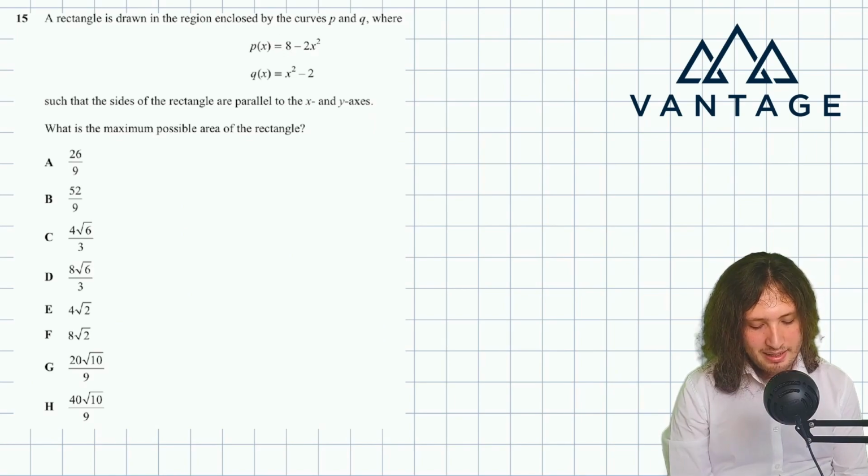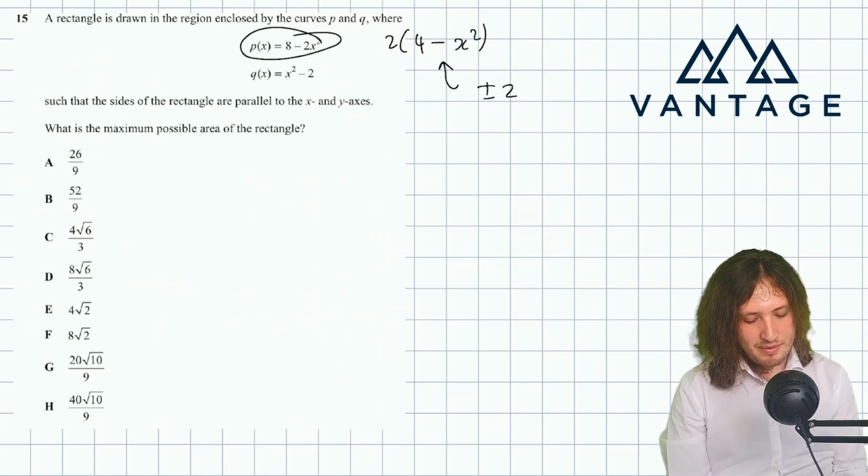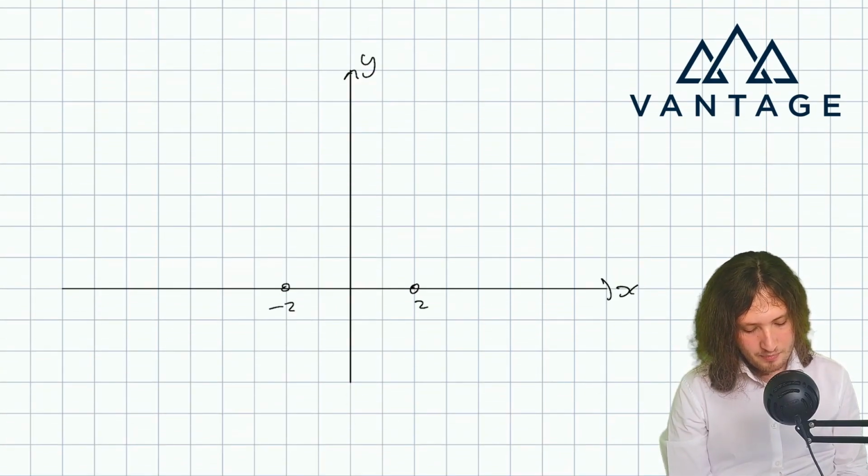I mean, this one here, obviously the x-intercepts, if I pull out a factor of 2, I've got 2 lots of 4 minus x squared. So I'm going to have x-intercepts at plus and minus 2, so 2 and minus 2. And the y-intercept of this one is up at 8. It's not important that it's to scale. You'll notice that mine is not, but that's not going to be a problem.